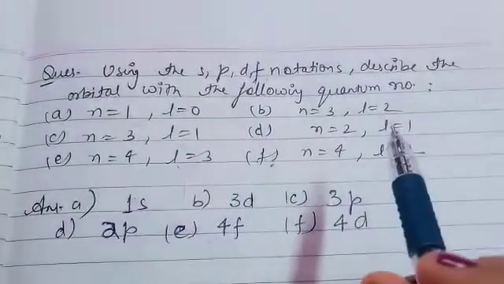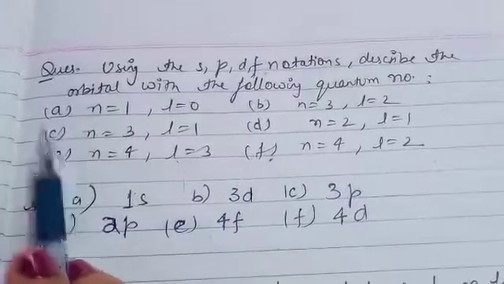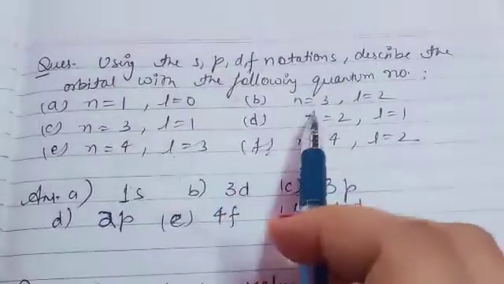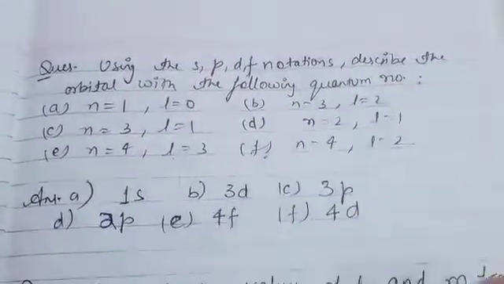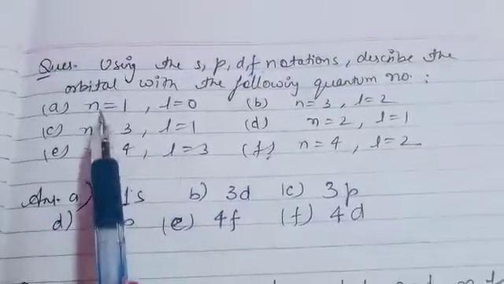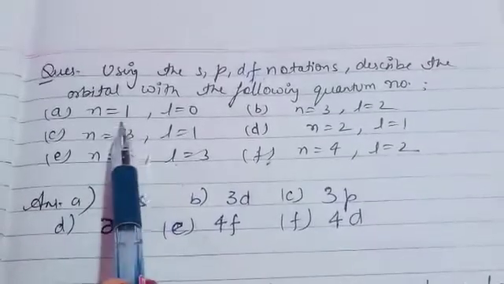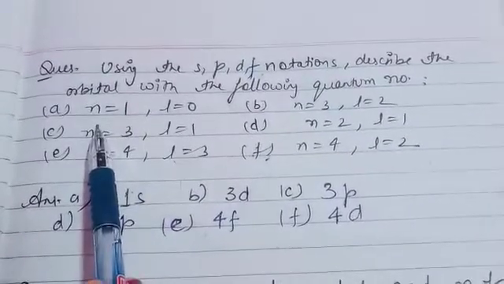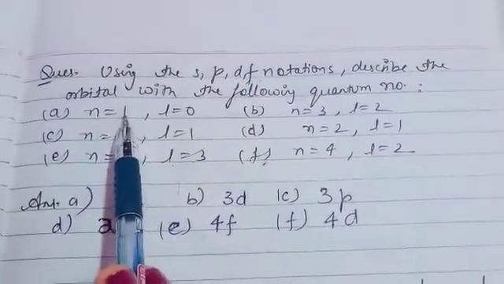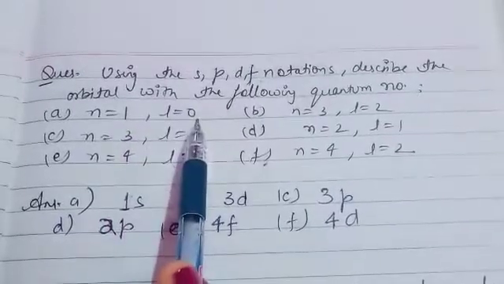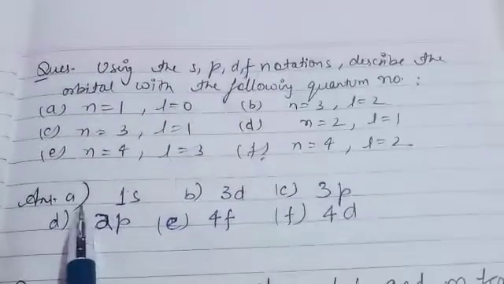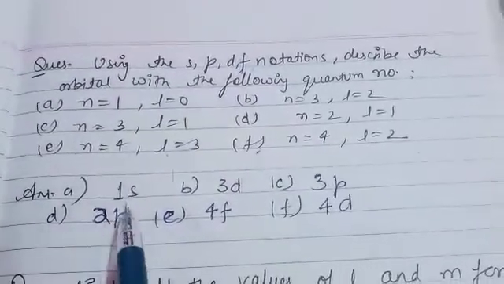You have to describe this orbital with the following quantum numbers. Just see, first one is given, n is equal to 1, L is equal to 0. Second, n is equal to 3, L is equal to 2. How to describe? Now just see, n is equal to 1. n means principal quantum number जो हमें क्या represent करे, that one represents number of shell. If n is equal to 1, it means we are talking about first shell, and L is equal to 0, it means we are talking about subshell. Which subshell? S.